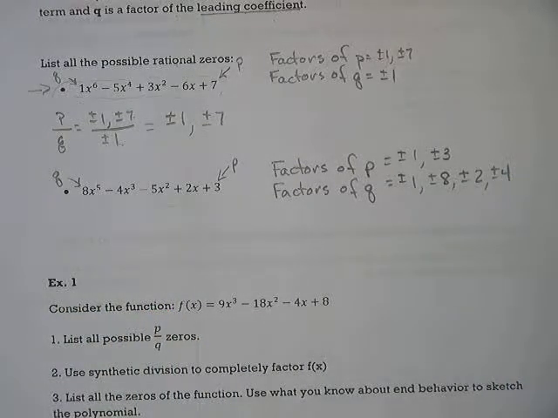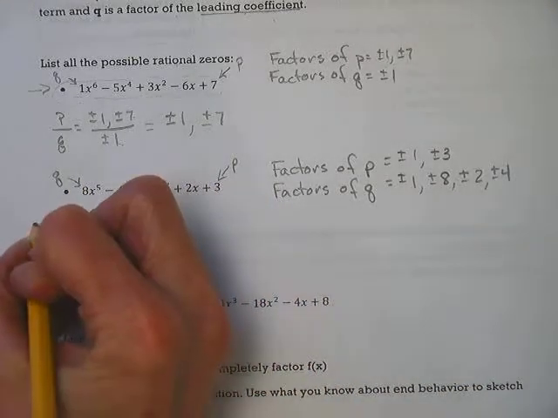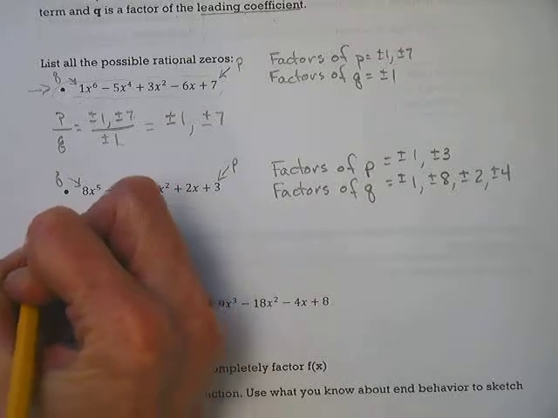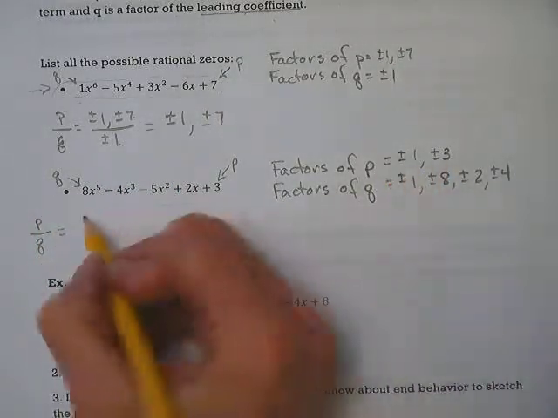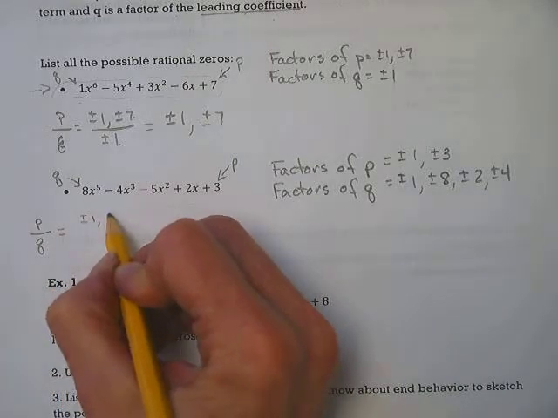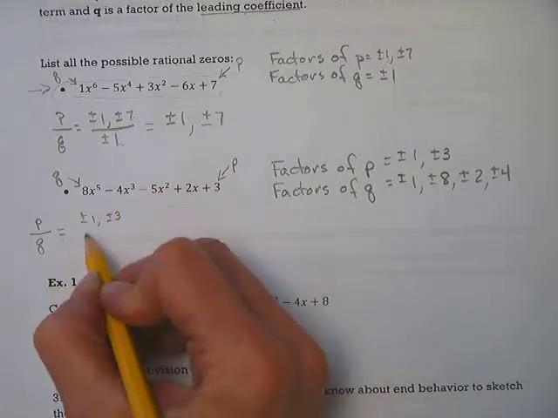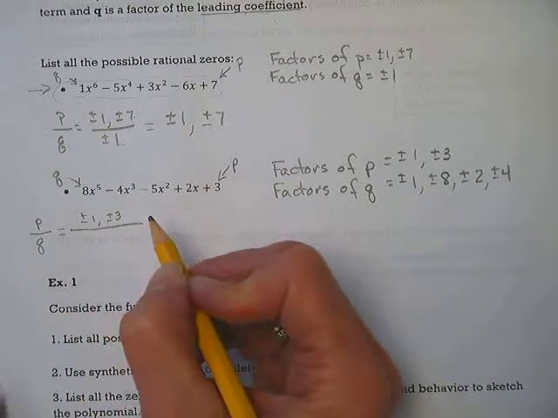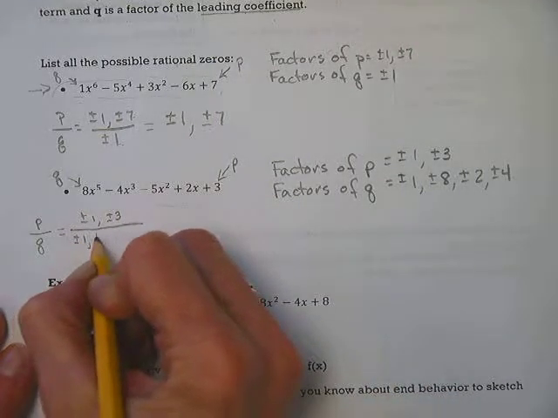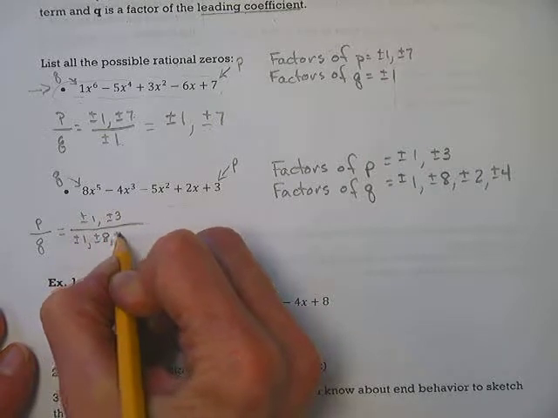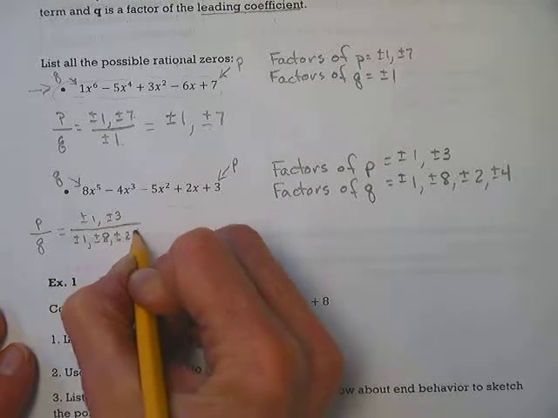What else? 2 and 4. So plus and minus 2 and plus and minus 4. There we go. That one has a few more. So now, go over here and we have to put all the p factors on top of the q factors. P's are plus and minus 1 over plus and minus 3. Over, this one has quite a few.